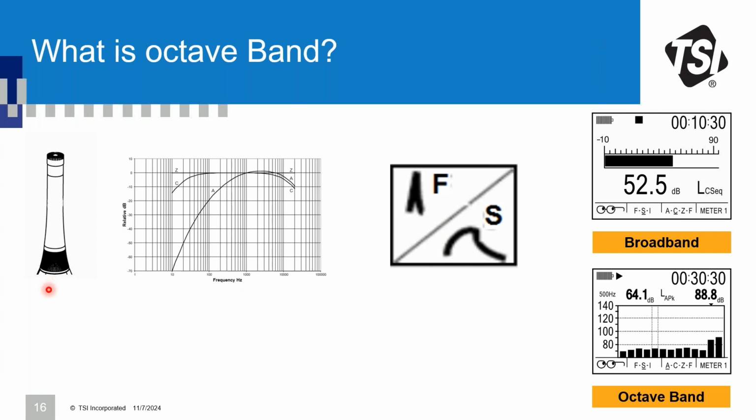So here you have a microphone. This is the top of the SoundPro. That microphone takes the sound wave, applies a weighting network to it, puts it on a response circuit, whether it's fast or slow, and then depending on your instrument, you have a broadband value or you have an octave band value, right?